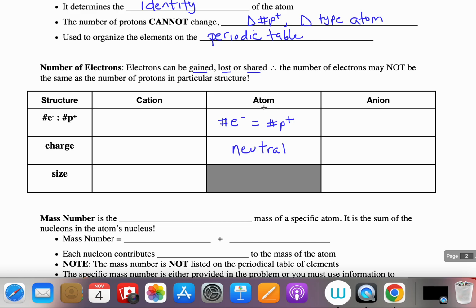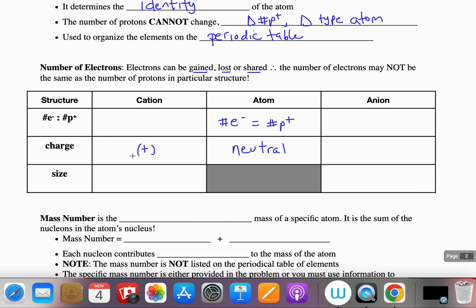From that reference point, we can figure out what is present in the structure of a cation versus an anion. A cation carries a positive charge. The reason it carries a positive charge is because the number of electrons and protons is not the same. So here's the thing. The number of protons does not change. This number remains the same. Electrons can be gained or lost.